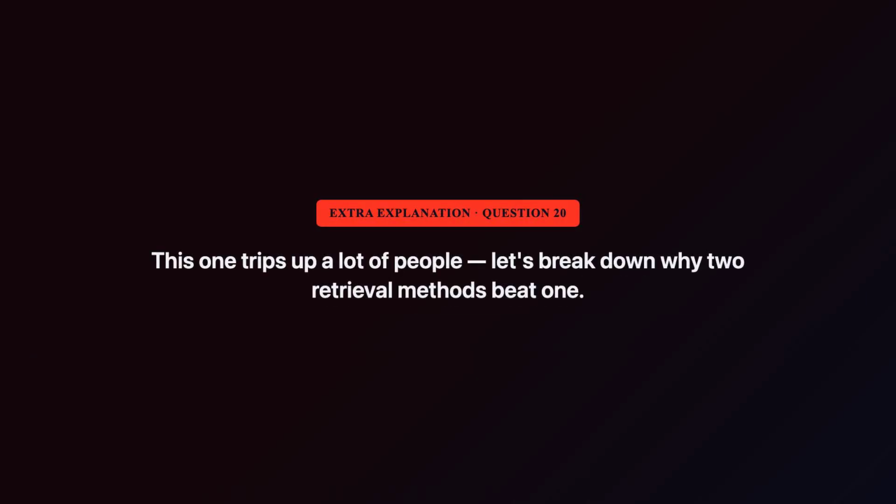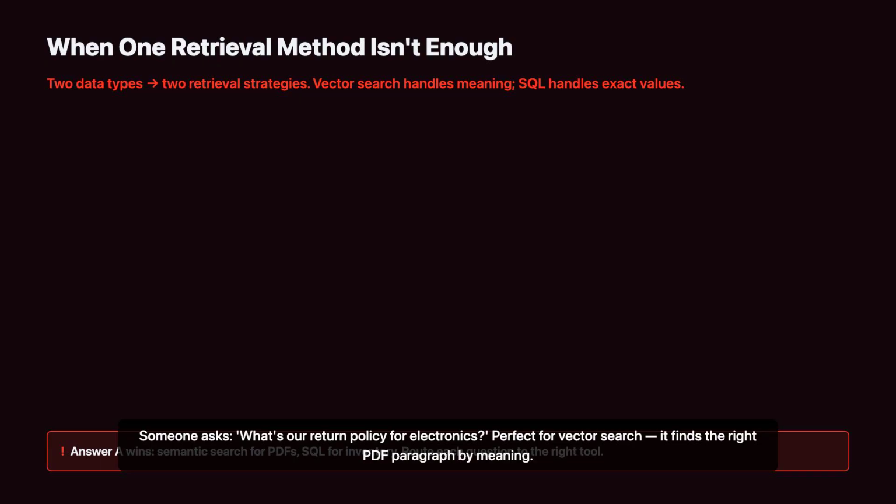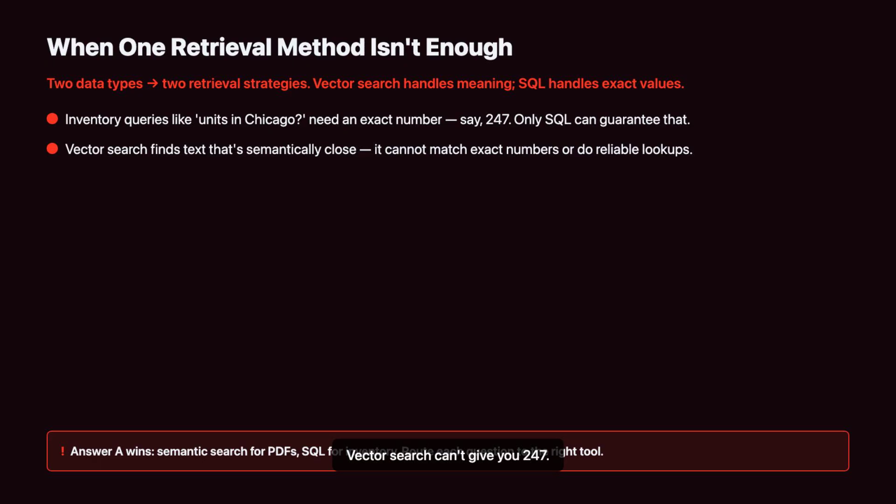This one trips up a lot of people. Let's break down why two retrieval methods beat one. Imagine you're building a chat assistant for a retail company. Someone asks, "What's our return policy for electronics?" Perfect for vector search, it finds the right PDF paragraph by meaning. But then someone asks, "How many units of SKU 4821 are in Chicago?" That question needs an exact answer. Say, 247. Vector search can't give you 247. It finds text that sounds like inventory info. That's a different thing entirely.